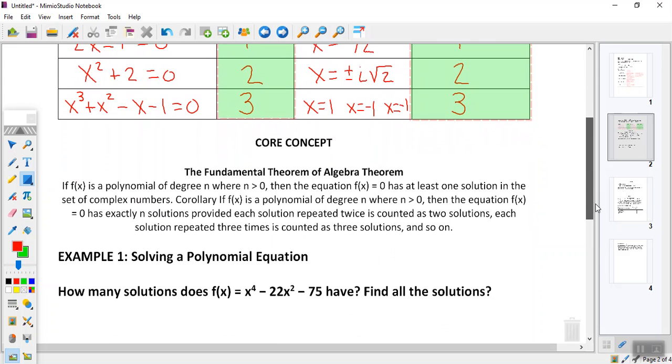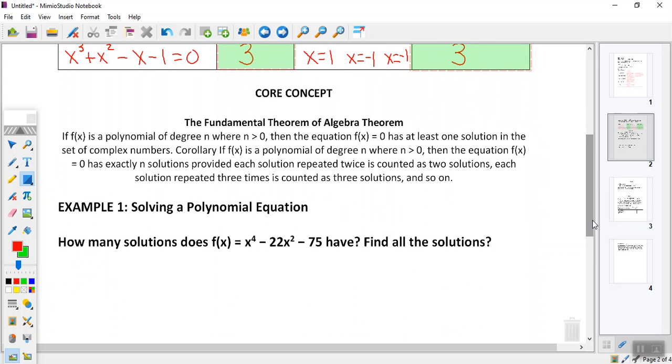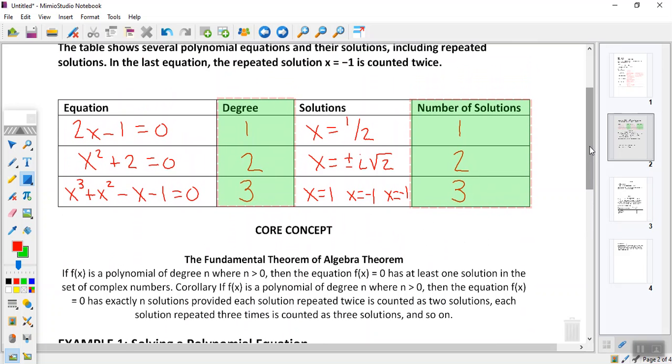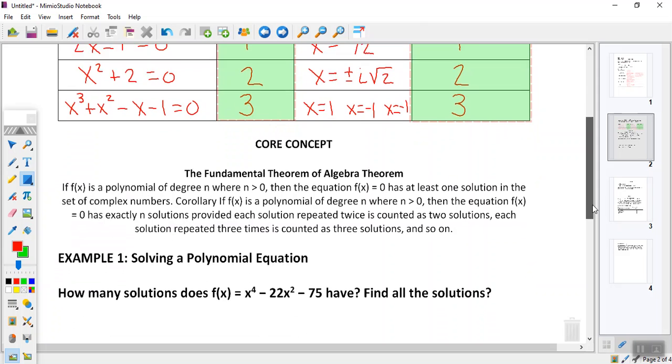I'll read it to you real quickly. It says if f of x is a polynomial of degree n where n is greater than 0, then the equation f of x equals 0 has at least one solution in the set of complex numbers. Corollary: if f of x is a polynomial of degree n where n is greater than 0, then the equation f of x has exactly n solutions, provided each solution repeated twice is counted as 2 solutions, each solution repeated 3 times is counted as 3, and so on. Guys, this is just a really fancy way of saying that if you have this degree, that is how many answers you're going to have. Does that make sense? All right, let's move on, friends.